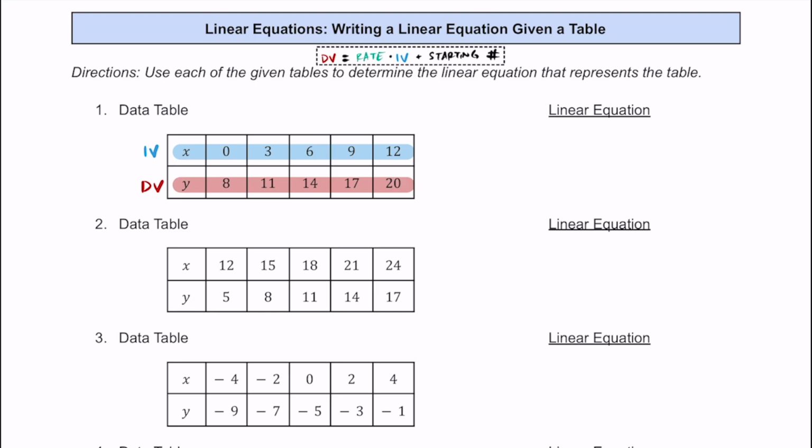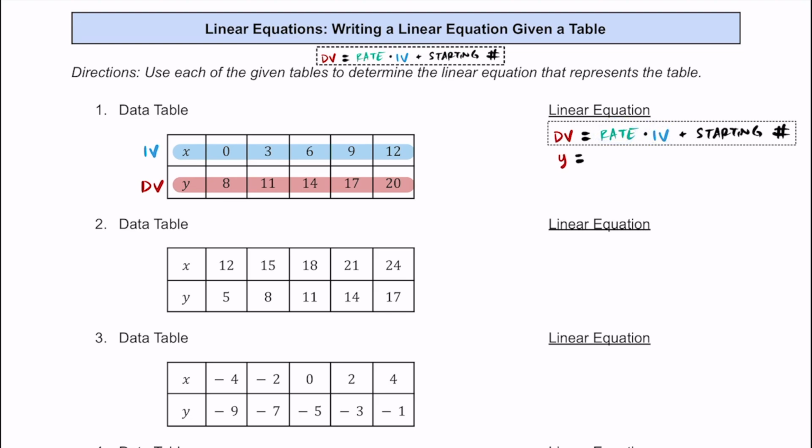So x is independent and y is dependent. And let's take note of what our general form is going to be. So I'm just going to go ahead and put that over there. So what is the dependent value? That's just going to be y. So we're going to write y is equal to, and this is going to be the same format for all the problems here. Then we have some rate multiplied by the independent variable.